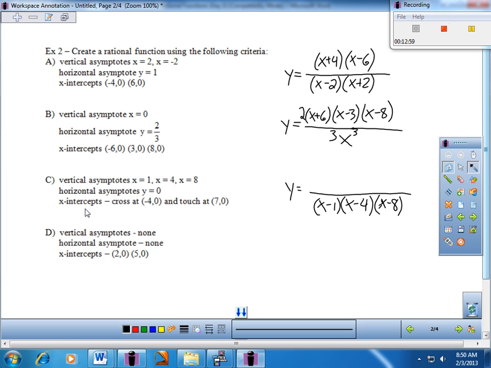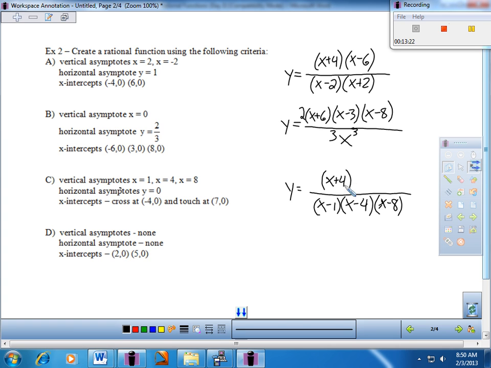Ooh, here's a good one. Crossing and touching, just like we saw in the polynomials, of course. Cross has to be an odd multiplicity. Touch has to be an even multiplicity. Usually we do singles and doubles, but, whatever. Let's just see how that plays out. So a cross at -4 probably means just an odd multiplicity of x plus 4. I'll go with a single.